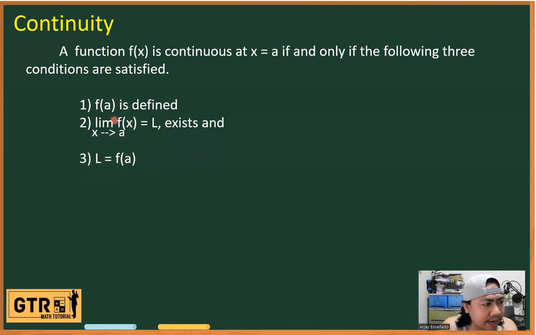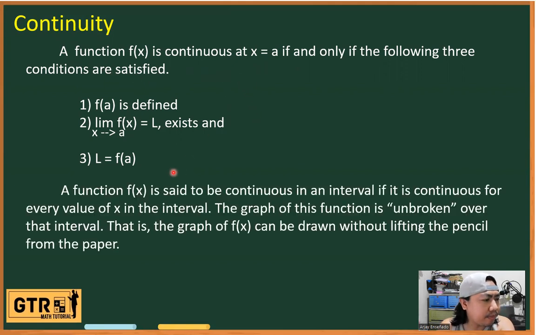So kailangan masatisfy lahat yan para masabing continuous at x equals a ang isang function f of x. So a function f of x is said to be continuous in an interval if it is continuous for every value of x in that interval. The graph of this function is unbroken over that interval. That is, the graph of f of x can be drawn without lifting the pencil from the paper. So syempre, pag sinabing continuous, dapat walang putol. So nakalagay dyan is unbroken.